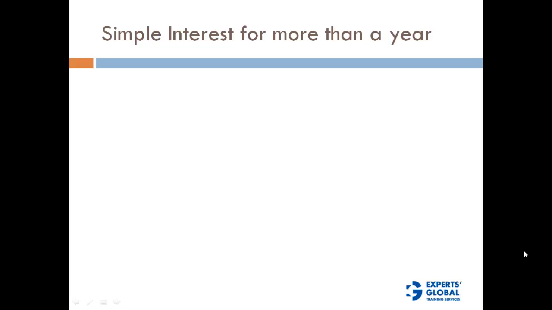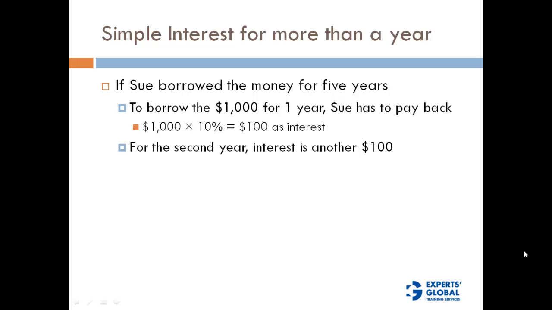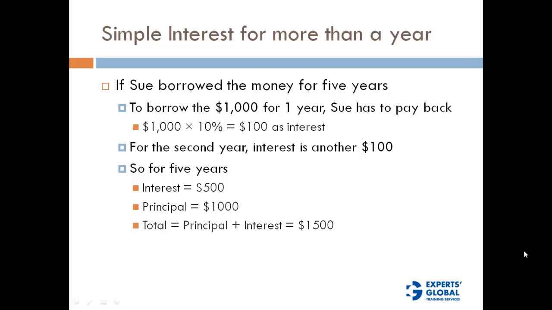So let's look at how simple interest works for more than a year. If Sue borrowed the money for, let's say, 5 years, to borrow 1,000, $100 is going to be the interest for the first year. For the second year, there's going to be another interest of $100. So all the 5 years she'll end up paying total interest of $500, and her principal will remain the same, $1,000. So ultimately she will end up paying $1,500.